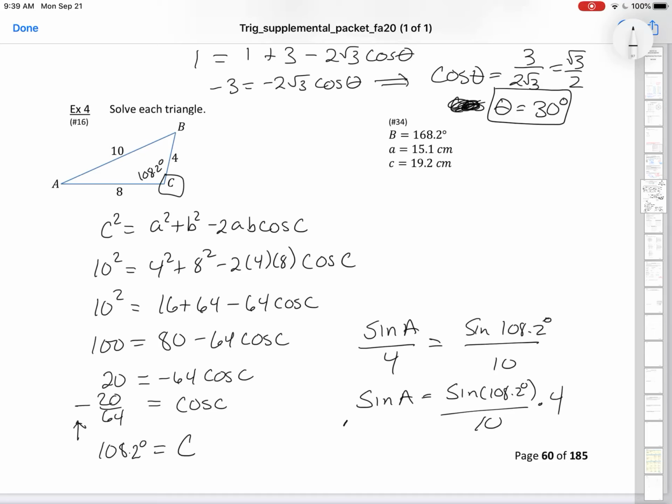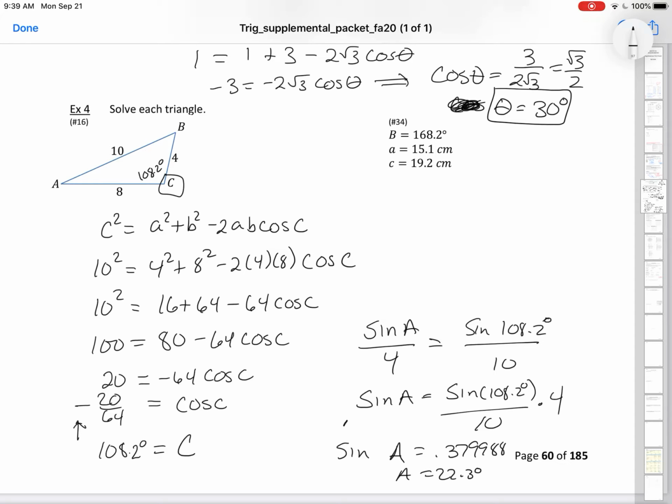Well, let's figure that out. Sine of 108.2 divided by 10 times 4 is a number, and we're going to take the sine inverse of that. That's also why you want to do that biggest side first, because the law of sines will only put out angles in the first quadrant. And so what's A equal to? Let me tell you what I see: sine A is equal to 0.379988. And so A is going to be the sine inverse of that answer, and we're going to get a nice 22.3 degrees.